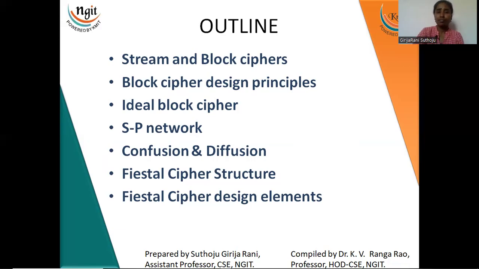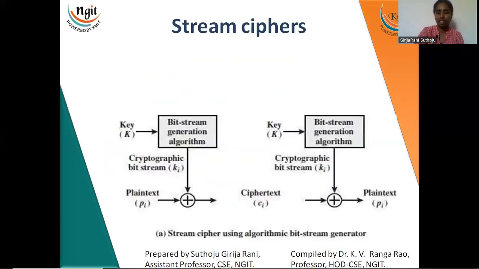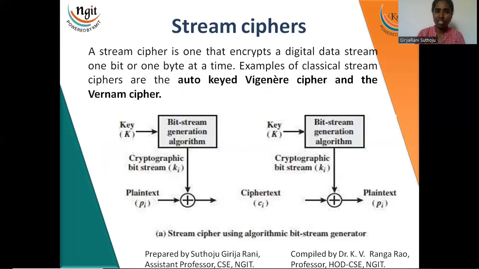The outline is divided into 7 parts. The first is stream and block ciphers. Next, we are going to discuss the block cipher design principles and the ideal model of that, and how these block ciphers are designed with respect to the product cipher, that is the SP network. From the SP network, we go to confusion and diffusion, and at last the Feistel cipher structure with its design elements. So let us start with our session on the stream cipher.